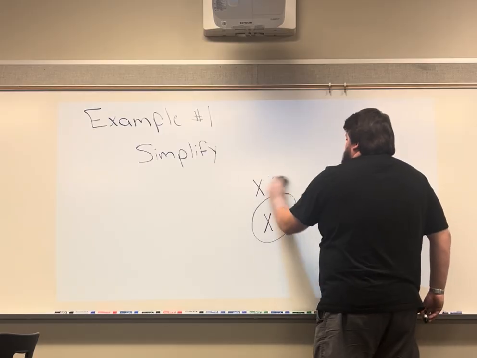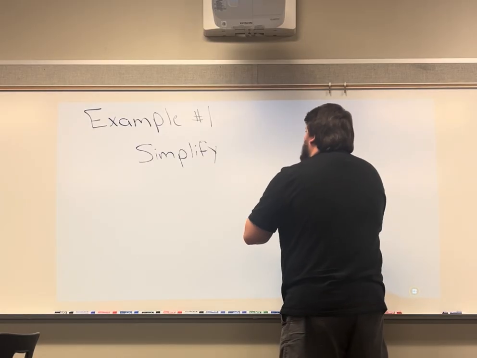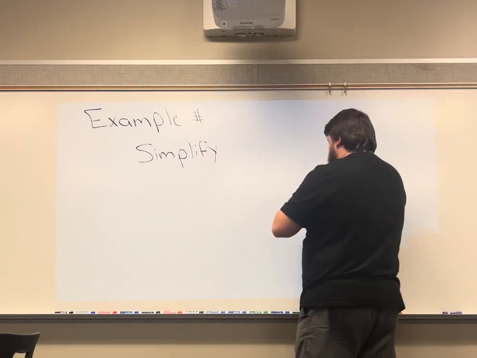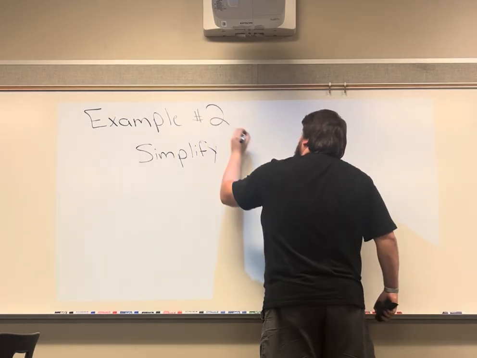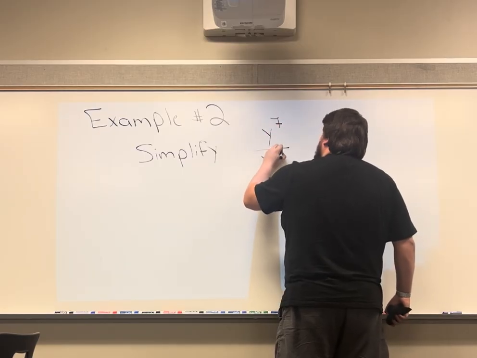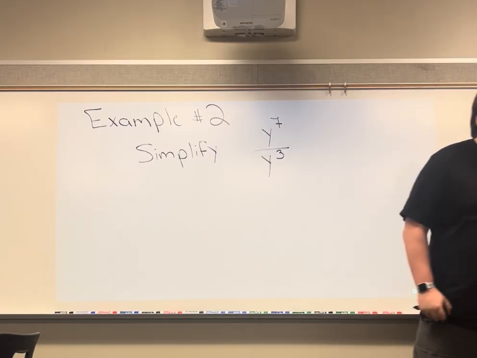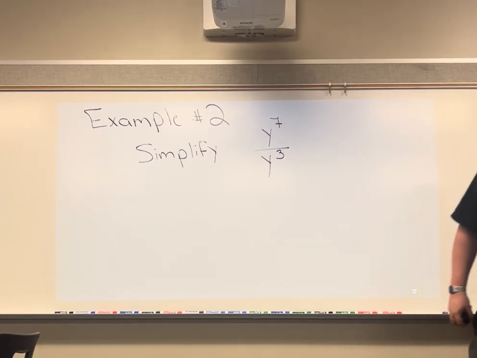Next one we have example 2. We are asked to simplify y to the 7th over y to the 3rd. Okay? So we simplify y to the 7th divided by y to the 3rd.